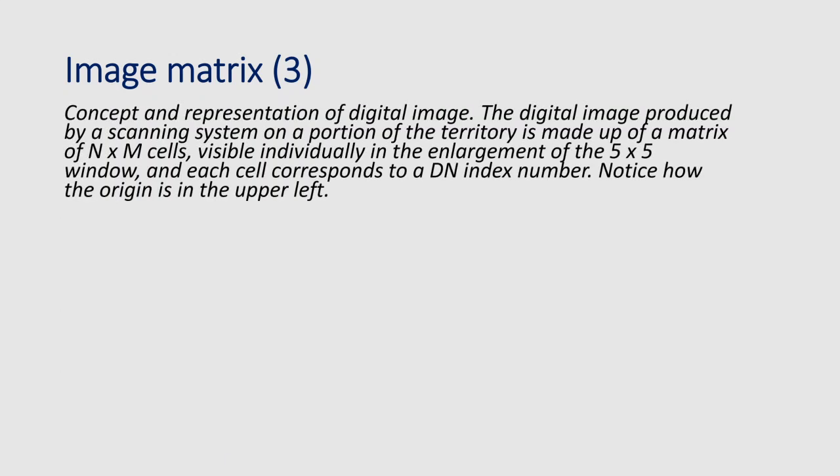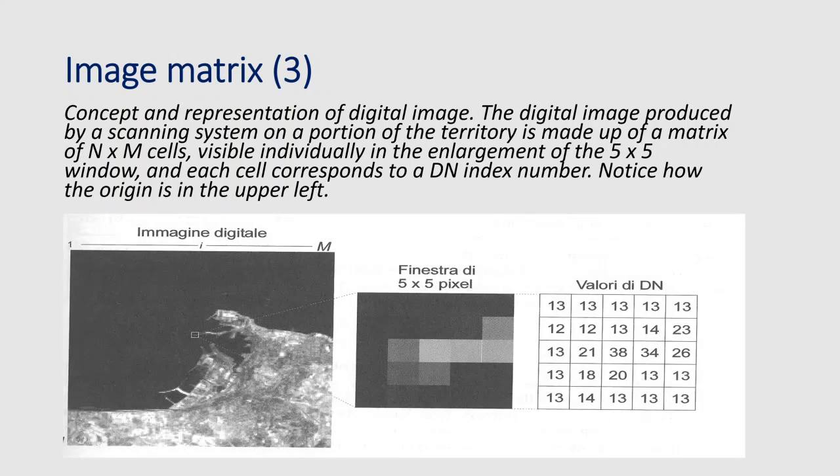So that means that this is the representation of a digital image. I mean, it's still in Italian, but don't worry. This is the entire image. This is a case of a satellite acquisition. And you see here we have a small view made of 5 by 5 cells, or pixels in that case, and these are the values of digital number.